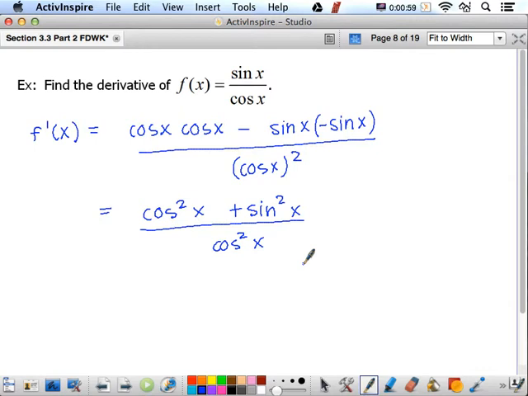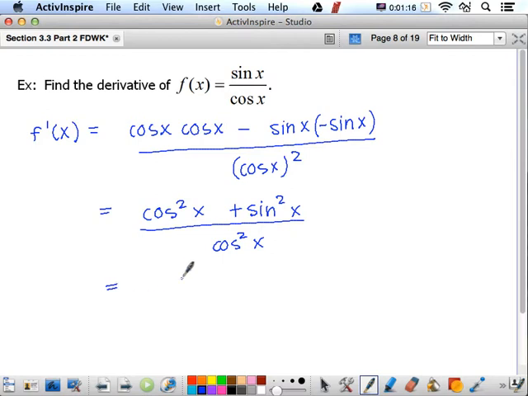Do rules come into play here? So far, so good? Is this good so far? Yes? Okay. Look at the top and tell me if you recognize it. It should be 1 because that's a what? The Pythagorean identity for trig functions.